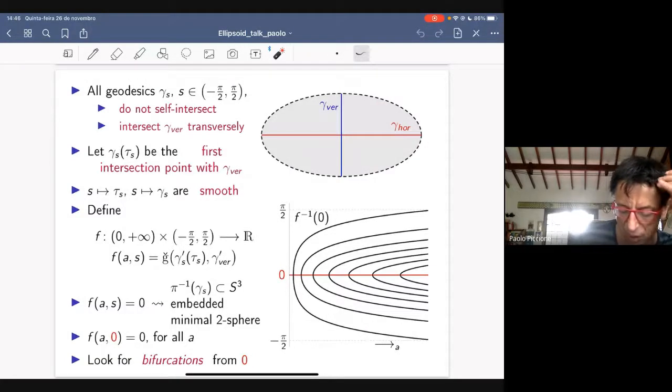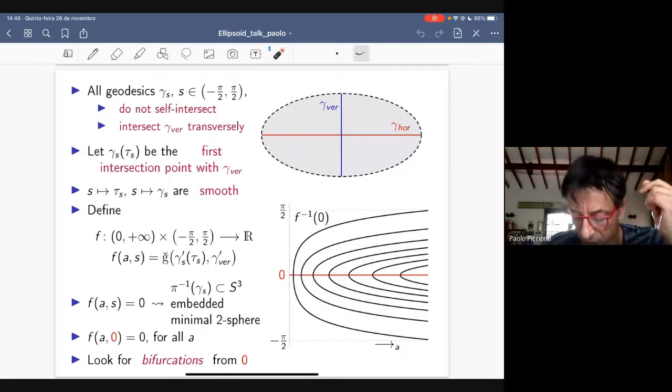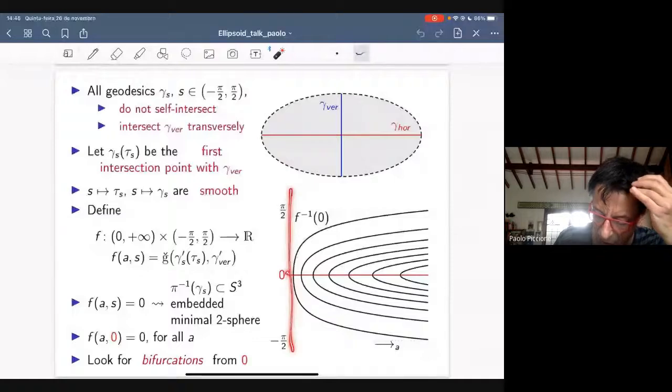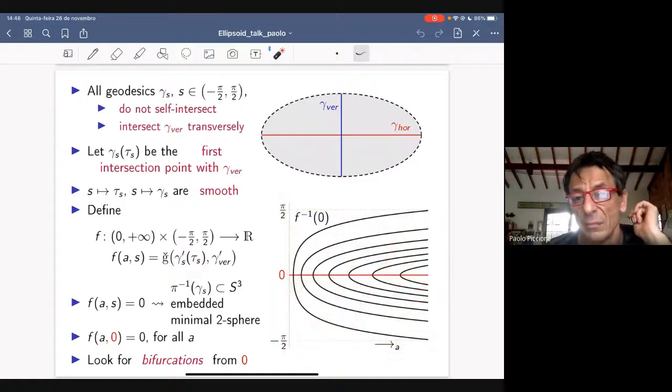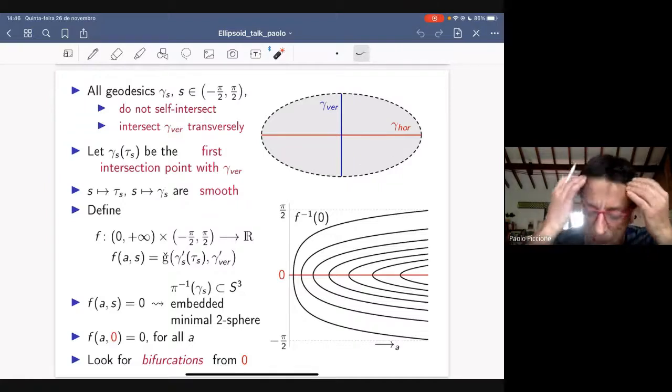So the solution of our problem: the embedded minimal two spheres correspond to the zeros of this function here. A is the value of the axis, and S is the point on the boundary of this ellipse from which this geodesic starts, okay? So we have a function of two variables, which is defined in this stripe. So A is positive, and S is between minus pi over 2 and pi over 2. So we have a function defined here, and we want to find its zeros. Now it's a somewhat more concrete problem, right?